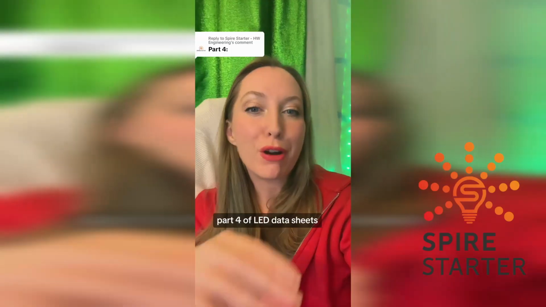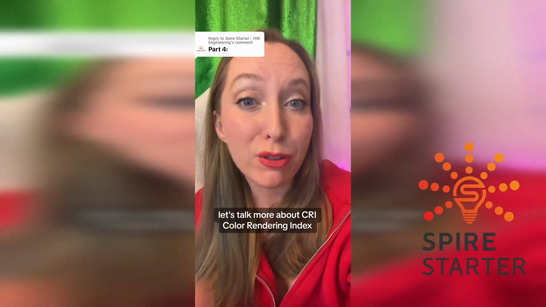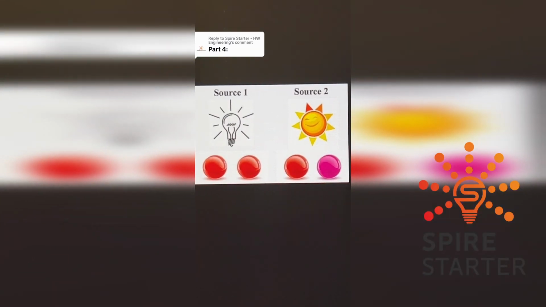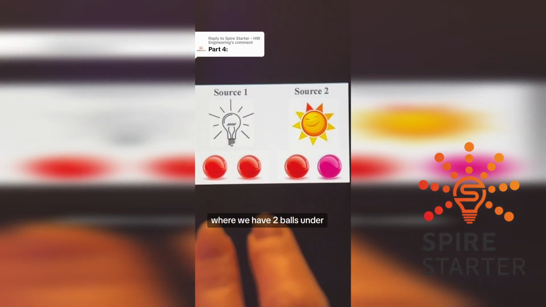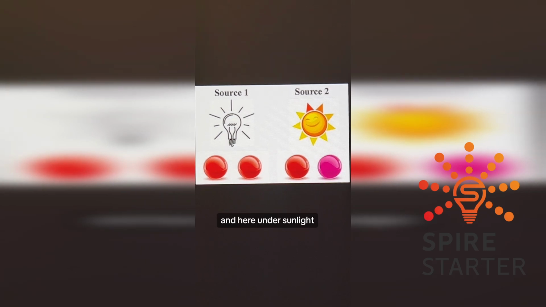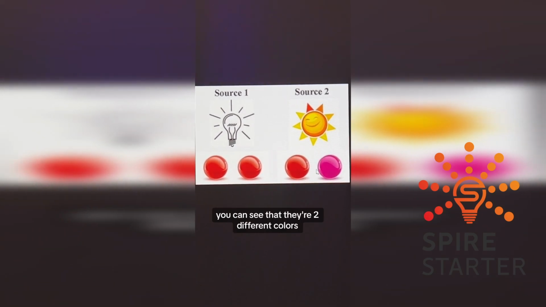More in part 4. Part 4 of LED Datasheets, let's talk more about CRI, Color Rendering Index. Here's another example of metamerism where we have two balls under an incandescent light indoors, and then under sunlight, what does that look like? Here under sunlight, you can see that they're two different colors, but indoors, under your light bulb, they look like the same thing. Sunlight has a CRI of 100. It's the best thing to put your makeup on under.